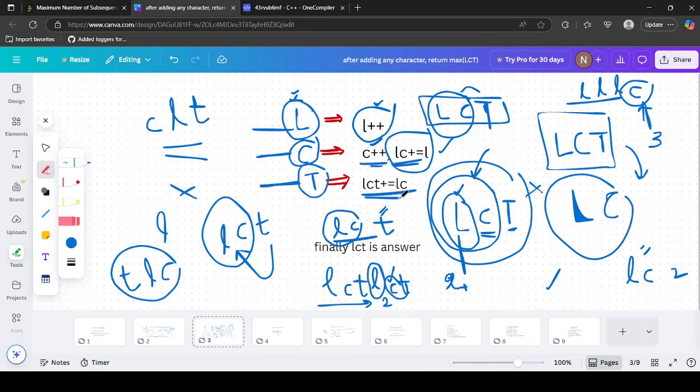So in this way, by computing, I think there is no need of C++ also because we only want L, LC and LCT. So in this way, we can simply get the count of LCT without adding any extra character. But we should add an extra character. So let's think of that now.